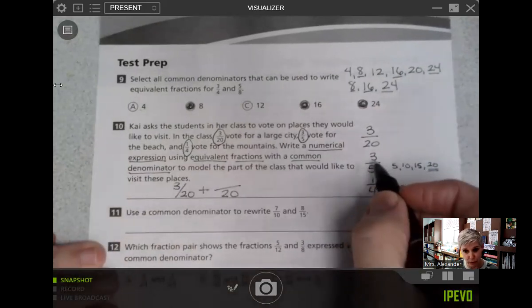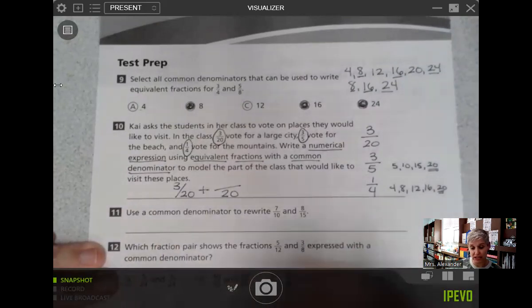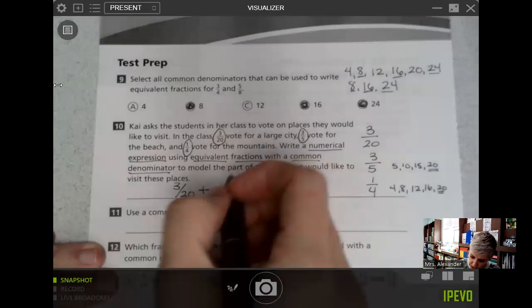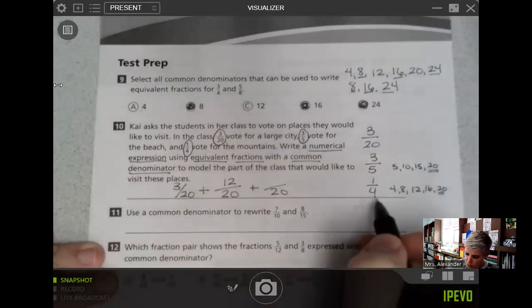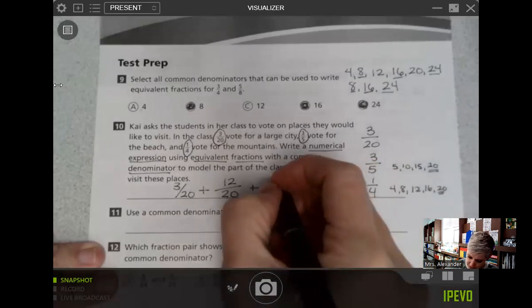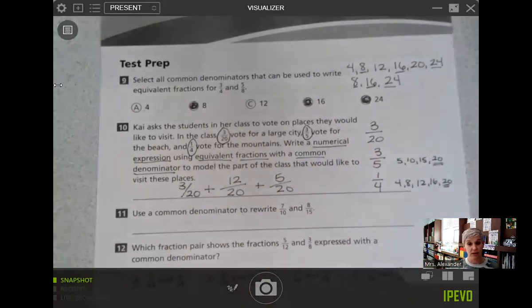I already had 3/5, so I need to adjust now into 20ths. I need more than 3. 3 times 4 is 12. And finally, 1/4 would be the same as 5/20. And we're finished with number 10. That is our numerical expression with equivalent fractions and a common denominator, modeling the part of the class that would like to visit those places.